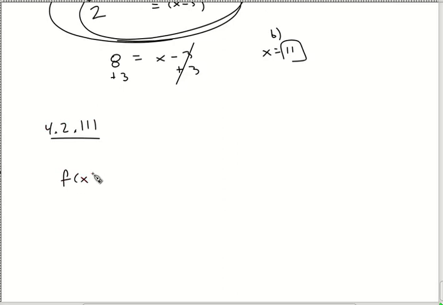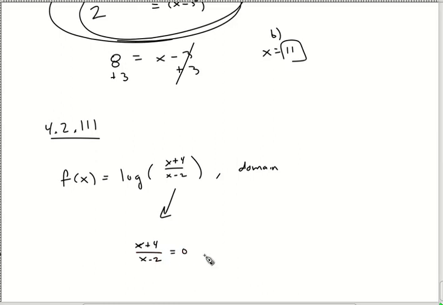4, 2, 1, 1, 1. So they have f of x is equal to log of x plus 4 over x minus 2. And they say, find the domain. Domain. Okay. So to find the domain, you're setting the inside equal to 0, right? This one is a little different than the others. Notice that if I set it equal to 0, that's technically only the top. And so therefore, I would say x equals negative 4. But I feel like this 2 is also important, right?